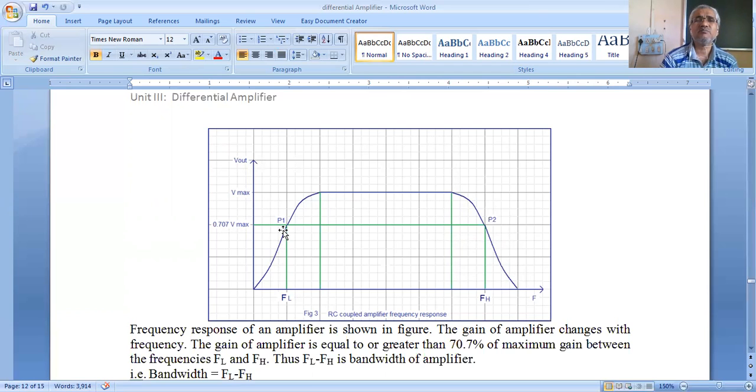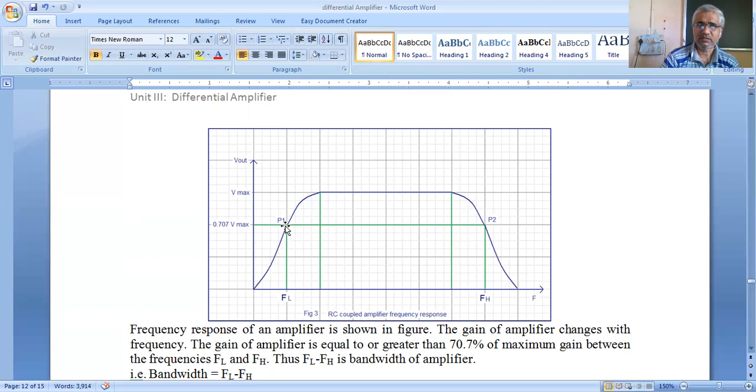So suppose this is Vmax, the maximum gain of the amplifier, and you multiply this Vmax by 0.707. From that voltage, draw a horizontal line and mark the points P1 and P2. So P1 and P2 are the points at 70.7% of maximum gain.